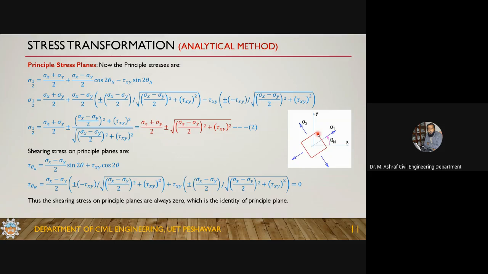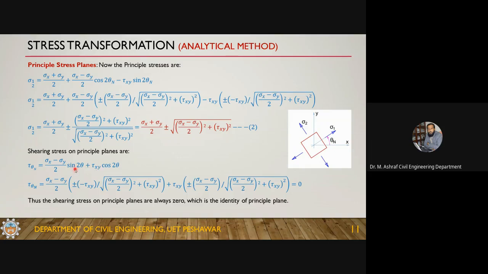Now, you located the principal plane and you calculated the normal stresses on the principal plane. You derived an expression for those. Now, let's calculate the shearing stress on the principal plane. What will be the value of shear on the principal plane? Let me call that tau theta n. So I have the expression for sigma x minus sigma y by 2. This is the expression for shear at any inclined plane. So at theta n, this is equal to this one.